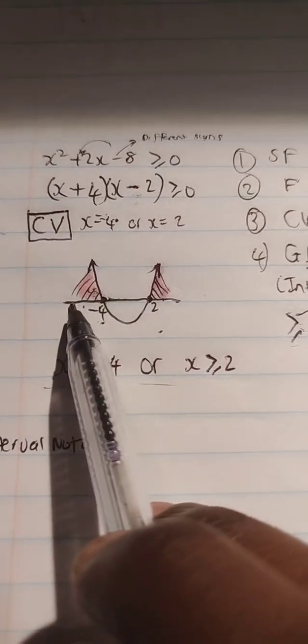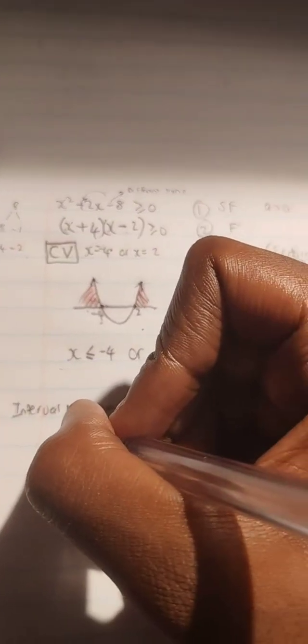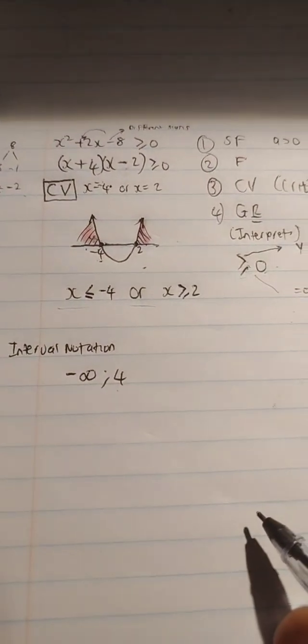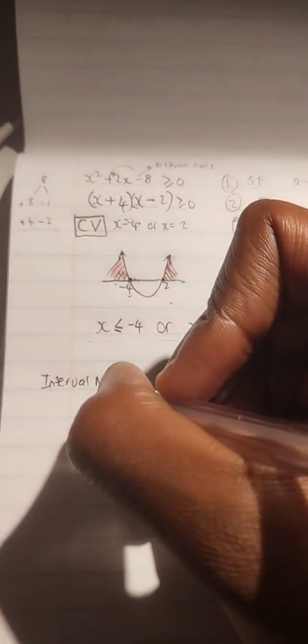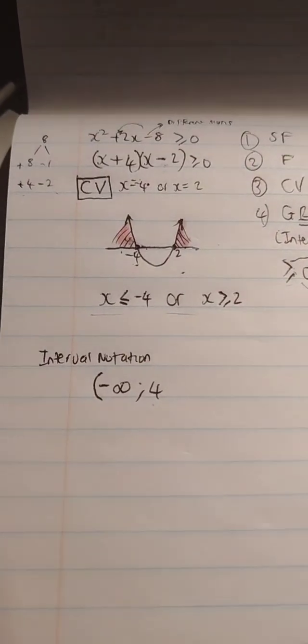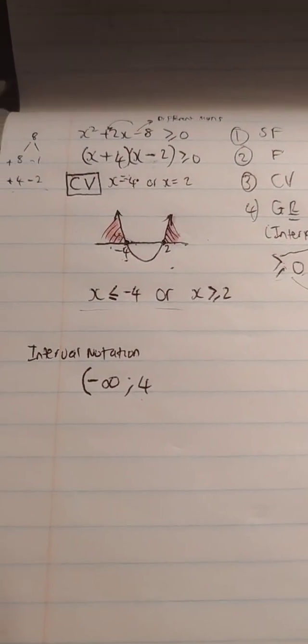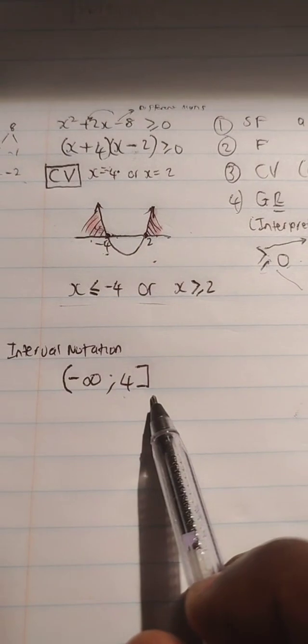In this region, you can say that from -infinity to 4. -infinity is not included. 4 is included.